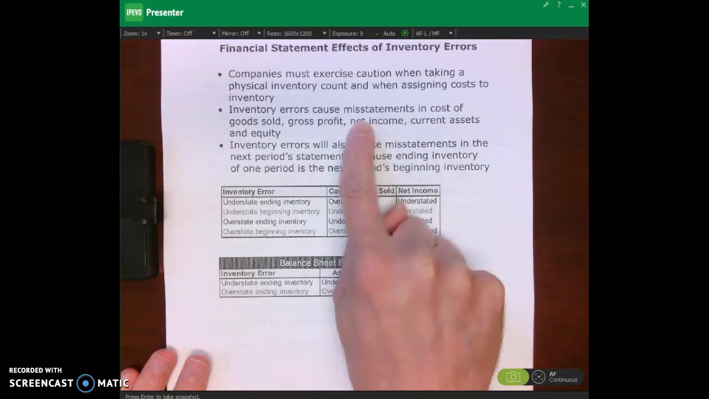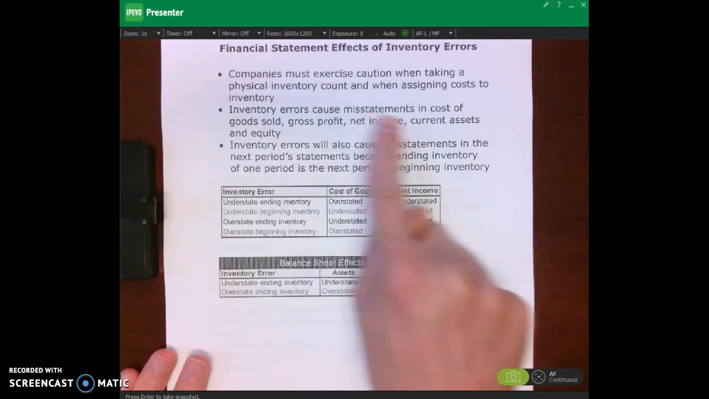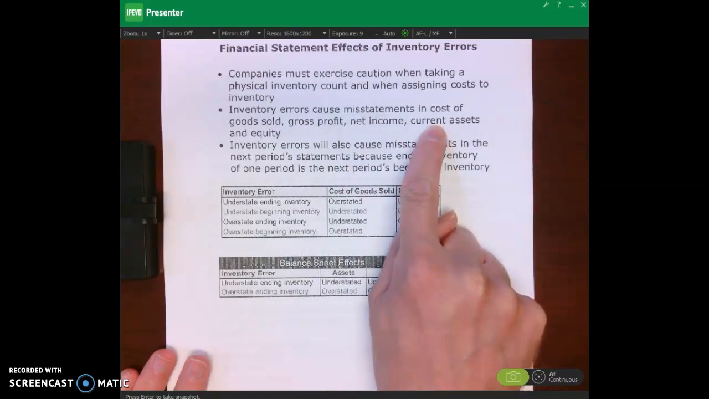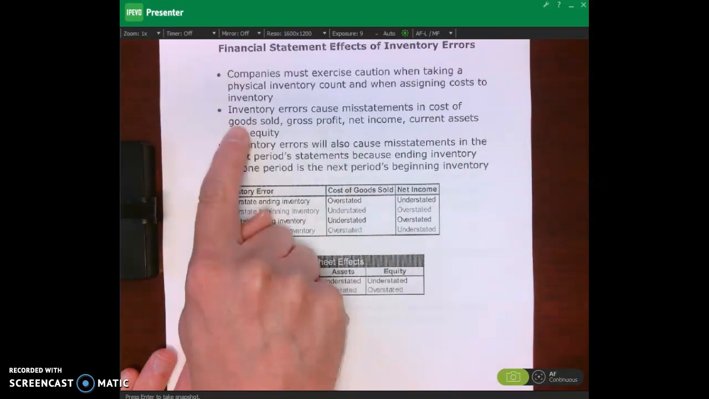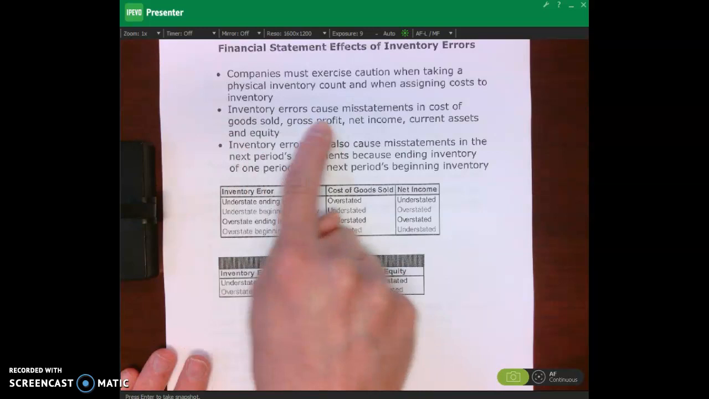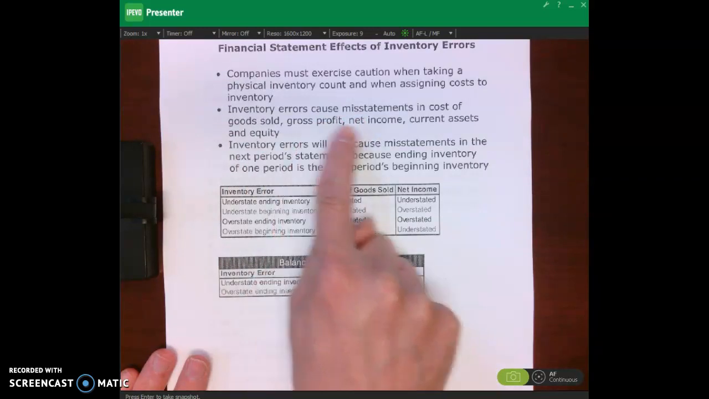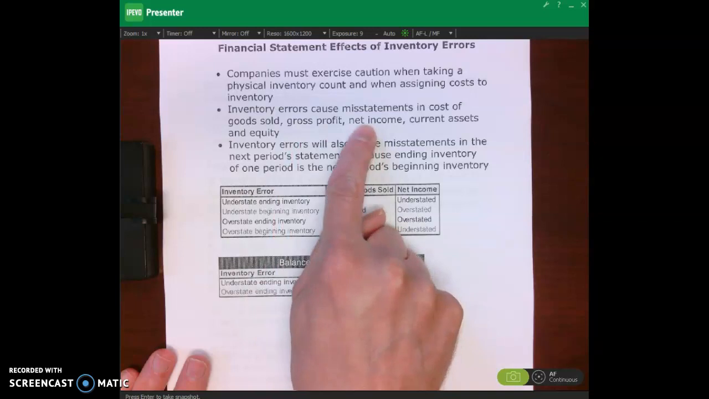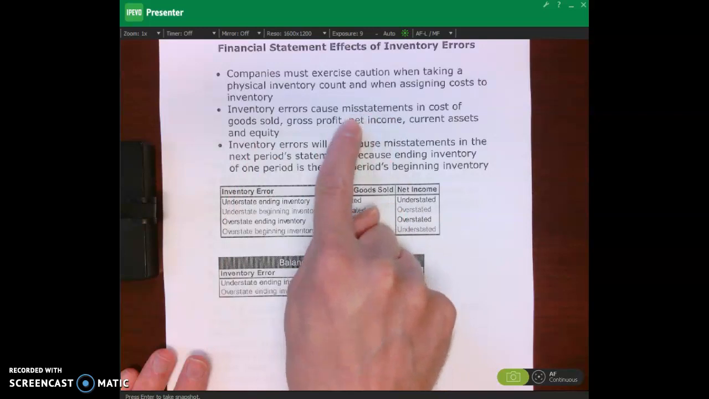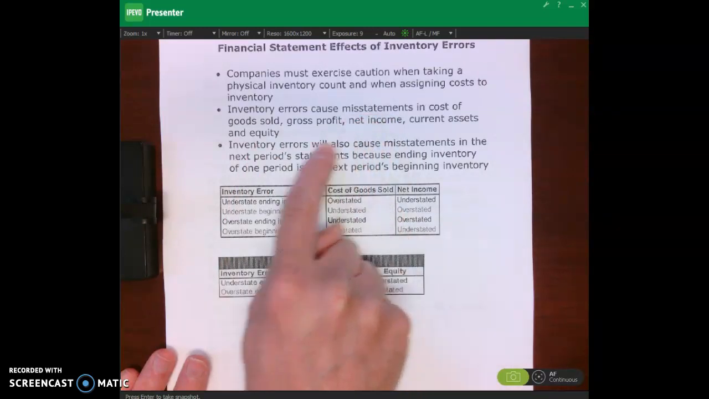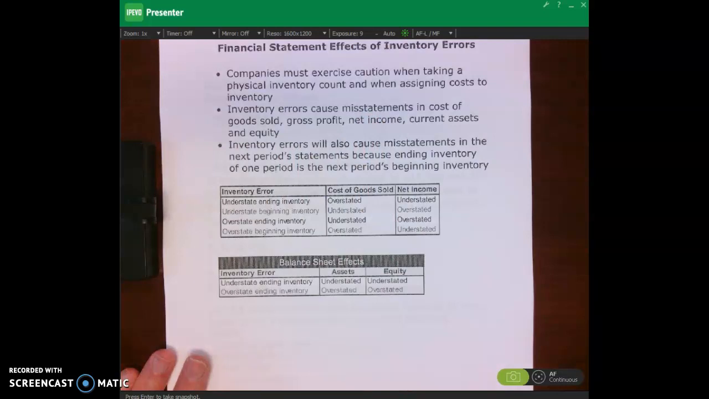And then causing a misstatement in our physical inventory can understate or overstate our merchandise inventory, which is part of current assets, right? So current assets could be too high or too low. And then because cost of goods sold is too high or too low, gross profit is too high or too low. That causes net income to be too high or too low. And then it causes equity to be too high or too low because remember, net income, as we saw back in chapter 4, is closed out to capital and then to equity.